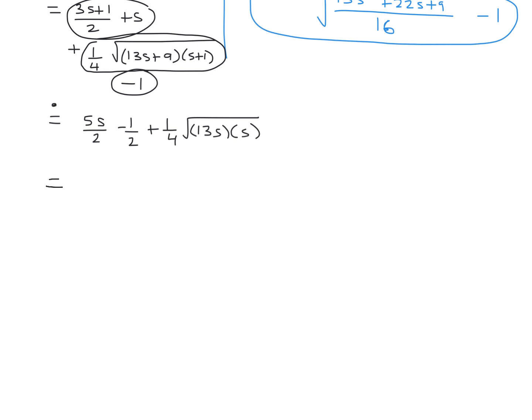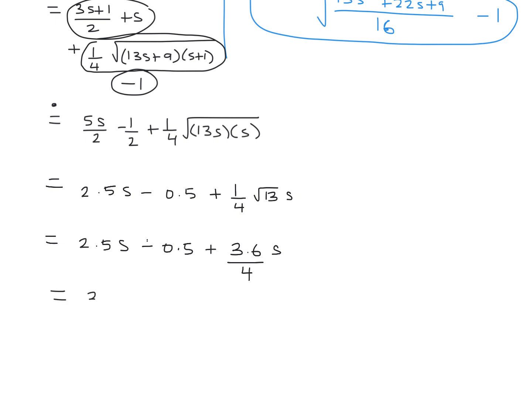So this now becomes 2.5s minus 0.5. And then this one would be a quarter times root 13s. And then this is 2.5s minus 0.5, and this is approximately 3.6, root 13 over 4. And this is about 3.4s minus 0.5, and we can approximate that as 3.4s.